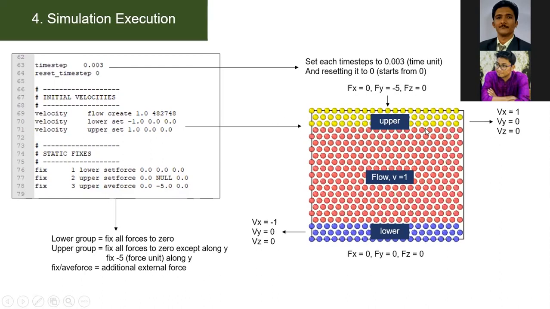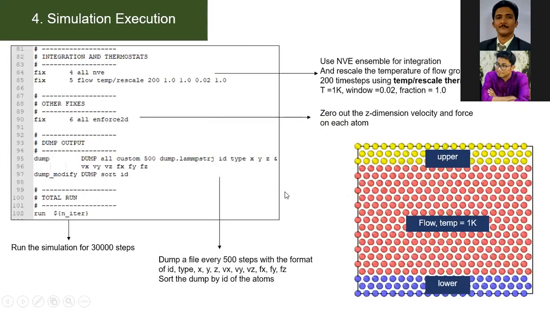So we have already provided these values, that fx, fy, fz is 0, then vx, vz, these values are already provided here. And again, there is another part: we are now working with the flow part. We have already finished working with the upper and lower part, but we didn't work with the flow region, right? So now we will work on the flow region.